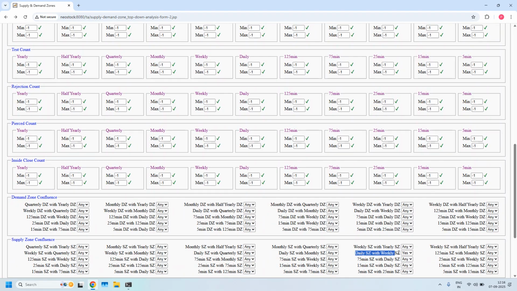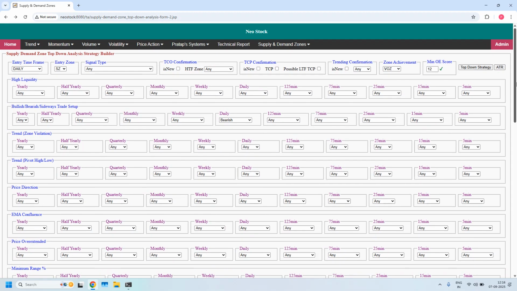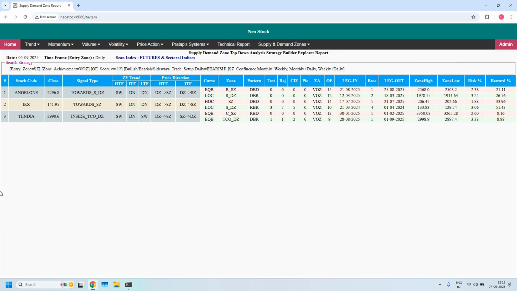Daily and weekly supply zone confluence is already enabled. Next, daily and monthly supply zone confluence, weekly and monthly supply zone confluence. After enabling all the 3 filters, daily, weekly and monthly supply zone confluence, we got 3 stocks.